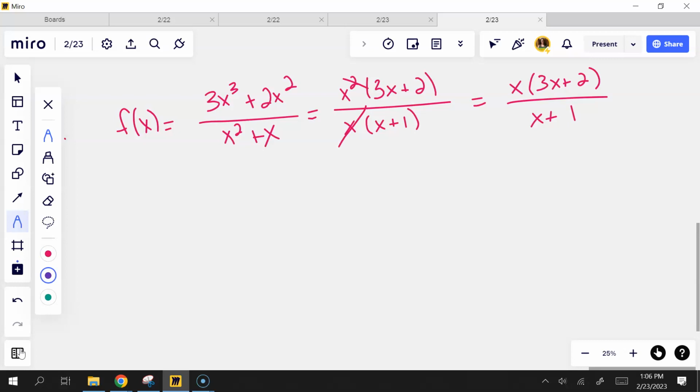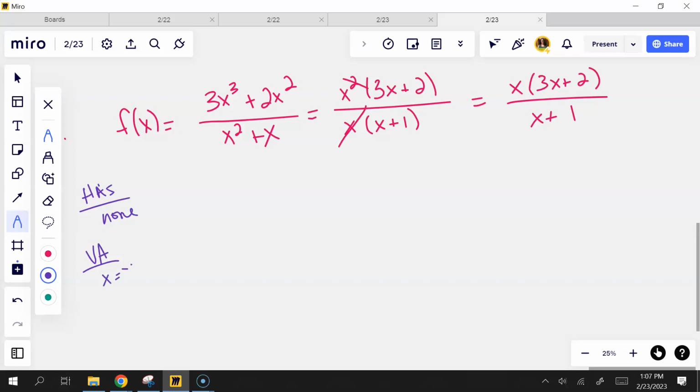I always start with my asymptotes. That's just where I like to start. You can start wherever you like. I like to start with my horizontal and vertical asymptotes. Am I top heavy, bottom heavy, or same? Top heavy, which means I have no horizontal asymptote. How about vertical asymptotes?